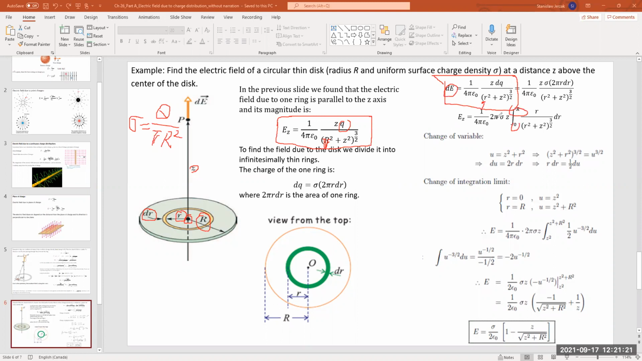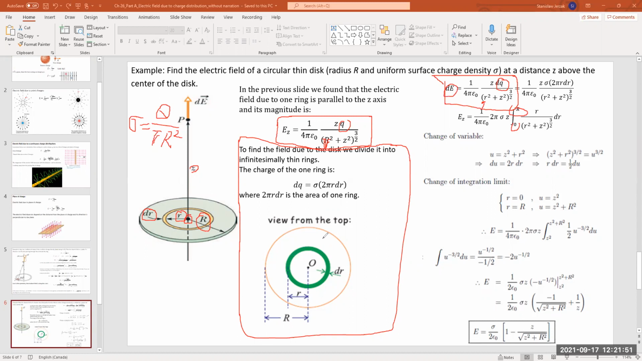The only problem, and this is the most difficult part of the solution, is to express dQ in terms of lowercase r, because I want the lowercase r to be my variable for integration. Now, how to do it? This is explained in this part. This is the most difficult part of this solution, and I hope that all of you will understand this today. So look, what I have to do is this.